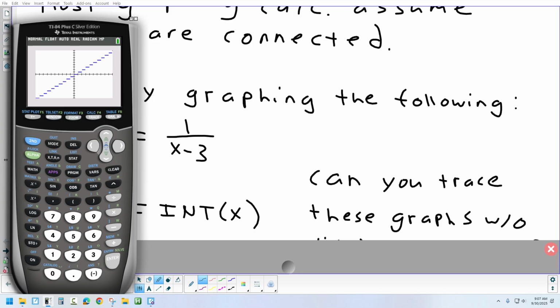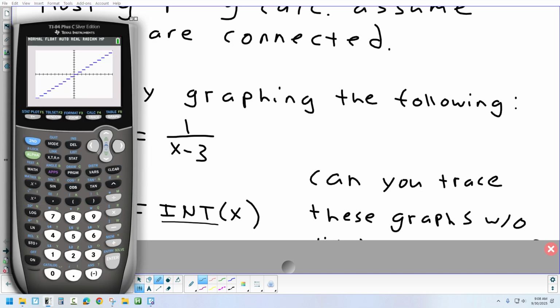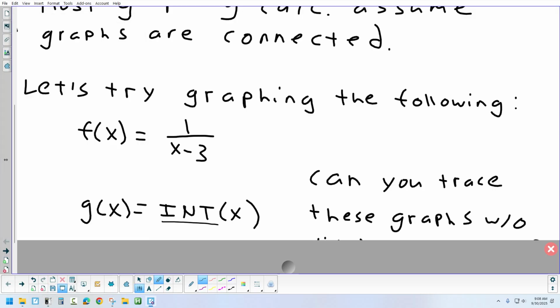Different reason why it's not connected than the last one. Has nothing to do with dividing by 0. It has to do with the fact that this function rounds. So it does not allow any decimal values in the range. Because there's no decimals, you get gaps. Okay? All you get in the range here are integer outputs, no decimals. That results in discontinuities.